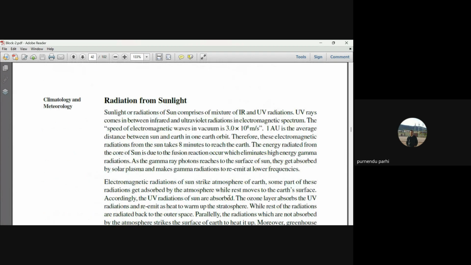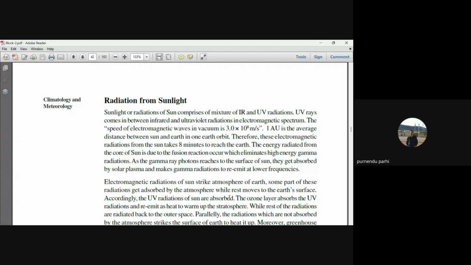Radiation from sunlight. Sunlight, or the radiation of the sun, comprises a mixture of IR and UV radiation. UV rays come in between infrared and ultraviolet radiation in the electromagnetic spectrum. The speed of an electromagnetic wave in vacuum is 3 times 10 to the power 8 meters per second.